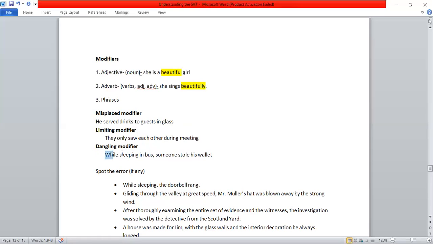Look at this: while sleeping in the bus. Is it a complete sentence? No, it's not. Let's look at the next part: someone stole his wallet. Is it a complete sentence? Yes, someone stole his wallet. We have a subject and verb. It's a clause, an independent clause. So this part, while sleeping in the bus, is actually your phrase here.